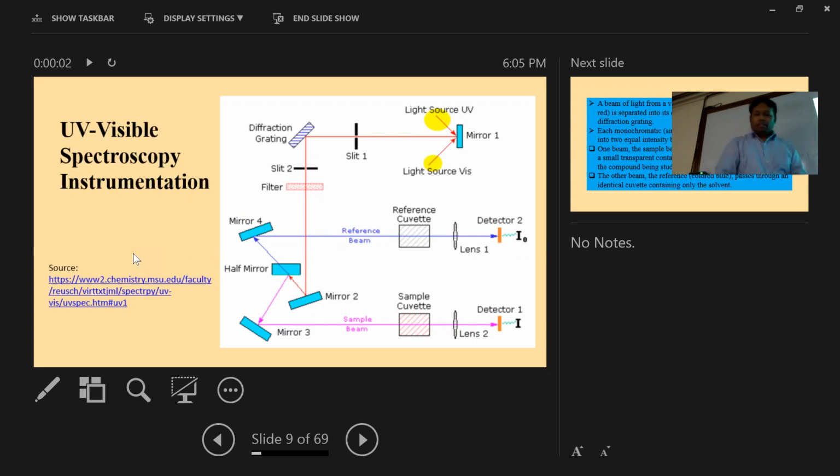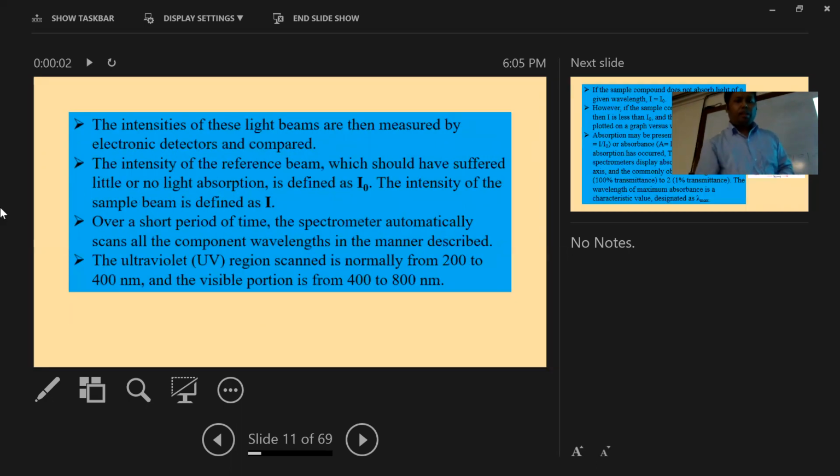So the ultraviolet region scanned is normally from 200 to 400 nanometer, and the visible portion is 400 to 800 nanometer. Even it can go a little bit higher if you use the sodium lamp as the light source.